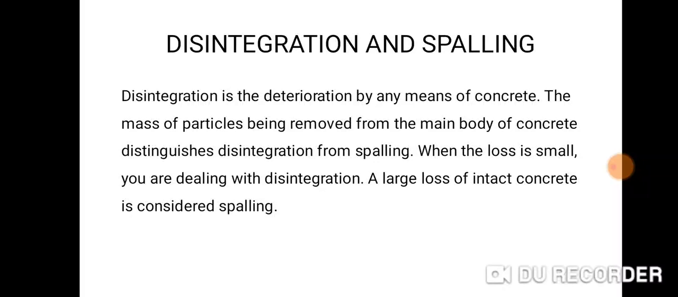Disintegration and spalling. Disintegration is the deterioration by any means of concrete, the mass of particles being removed from the main body of concrete. This distinguishes disintegration from spalling. When the loss is small, you are dealing with disintegration. A large loss of intact concrete is considered spalling.